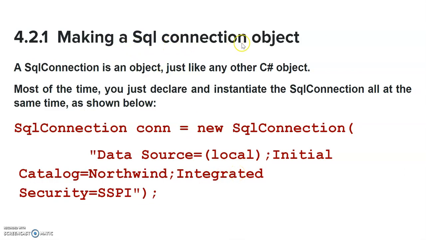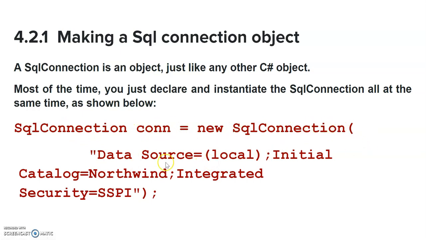Now how to make a SQL connection object? There are different ways that you can make a connection object with SQL also. This is a standard one that has been given. SQL connection is an object just like any C# object. So here you can see SqlConnection con is equal to new SqlConnection. So create this object con with this new SqlConnection class.